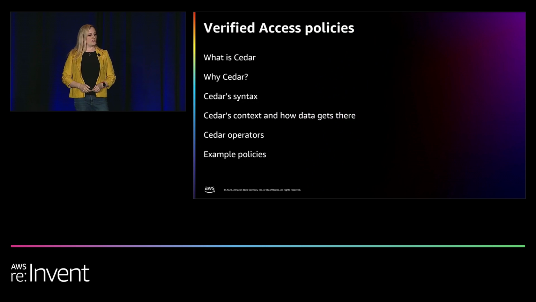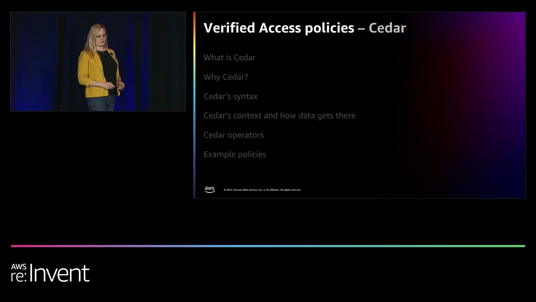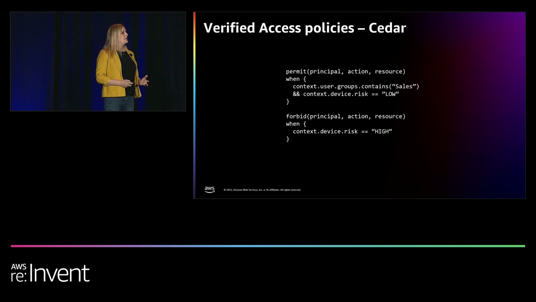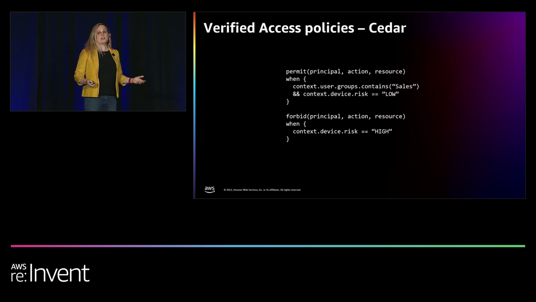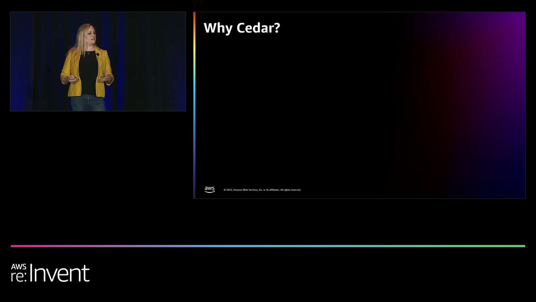With Verified Access, we are using a brand new policy language that AWS has built called Cedar. We and Verified Permissions are the first two products to use this. So let's talk about what Cedar is, why we chose it, and how to use it some. So Cedar is, like I said, a new language. It looks like this. You write permit and forbid statements, and together they control access to your application. Cedar is a language that was built by our automated reasoning group.